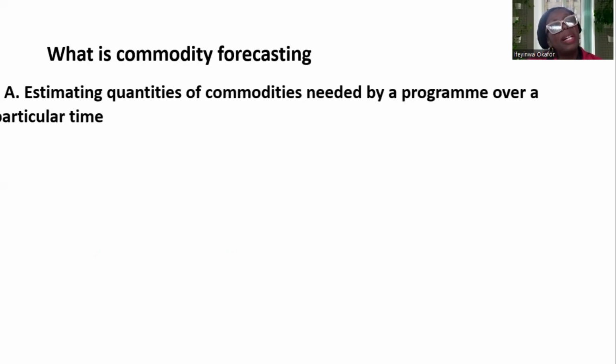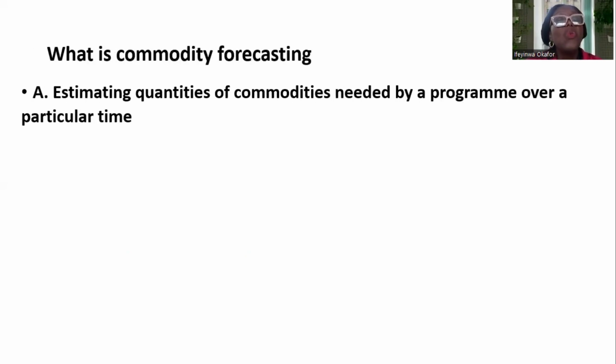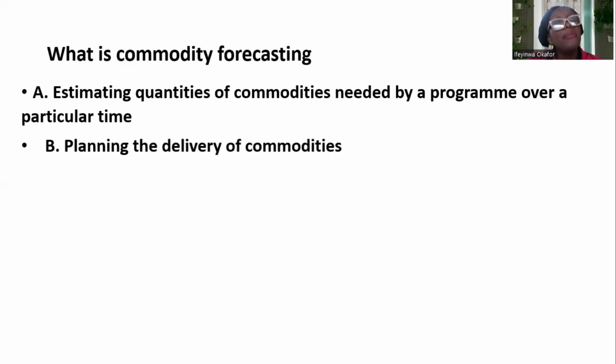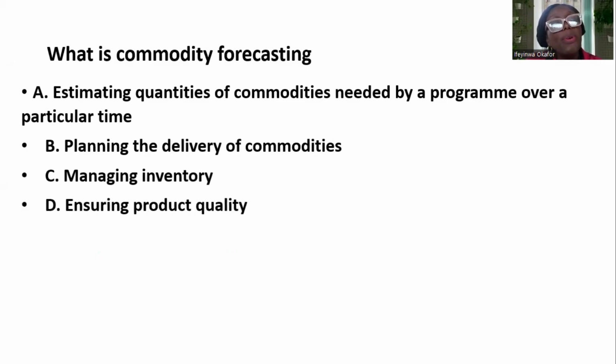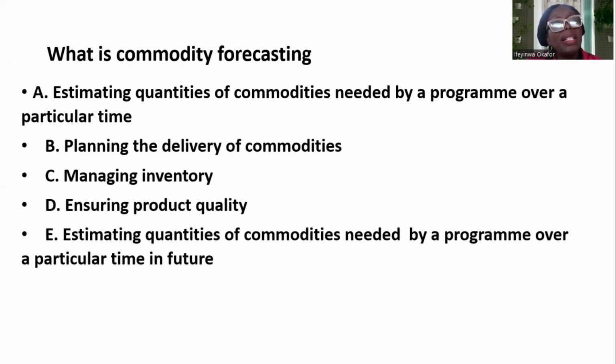What is commodity forecasting? We have A, estimating quantities of commodity needed by a program over a particular time, B, planning the delivery of commodities, managing inventories, ensuring product quality, and E, estimating quantities of commodity needed by a program over a particular time in future. Our answer is E.